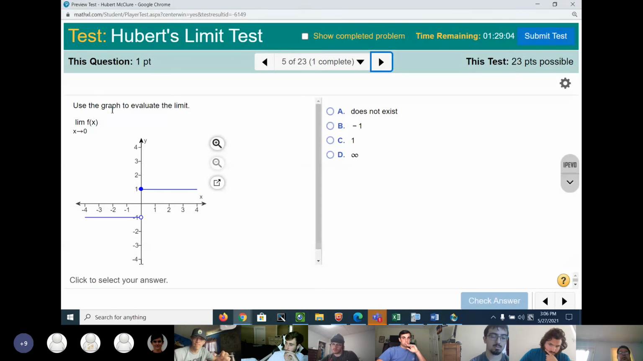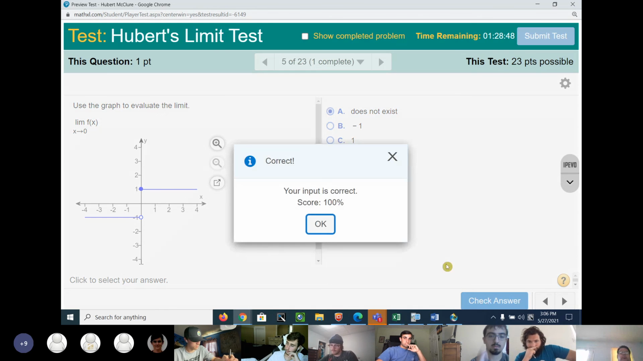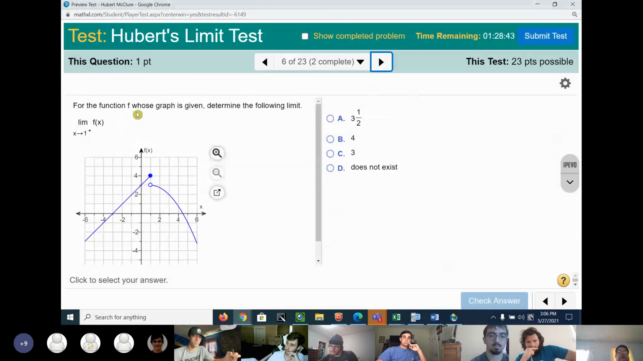Use the graph to evaluate the limit. What is the limit at 0? It's undefined. Does not exist, because this number does not equal that number. For the function whose graph is given, determine the following limit. I'm approaching x is equal to 1 from the right. I'm approaching what? 3?